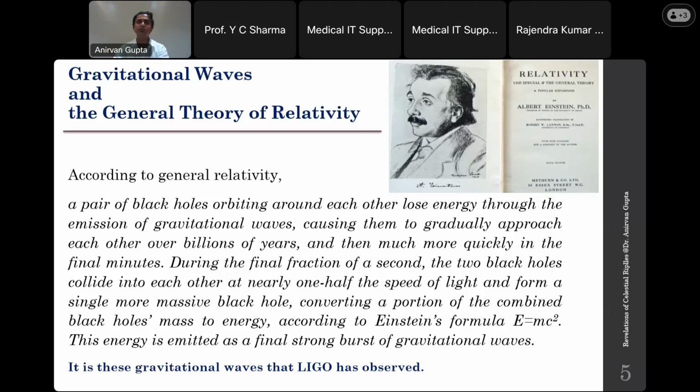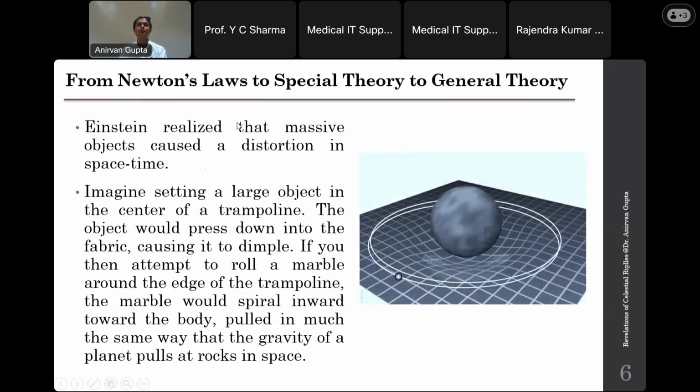So these are the ways in which LIGO has now observed. I'm sure someone else will be speaking on how LIGO works. Okay, so starting with Newton's law, how do we come to the general theory of relativity?